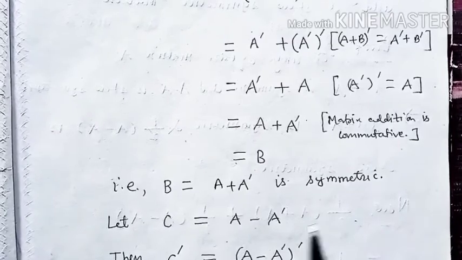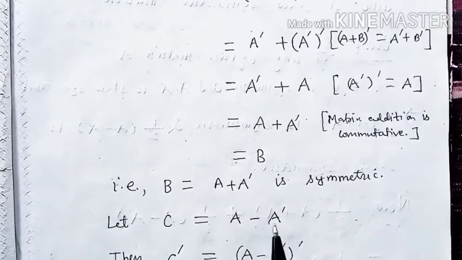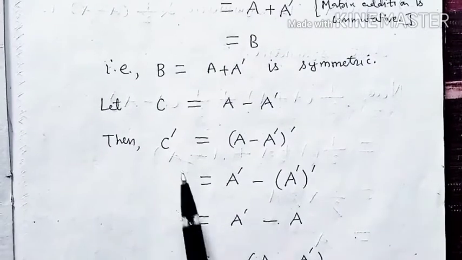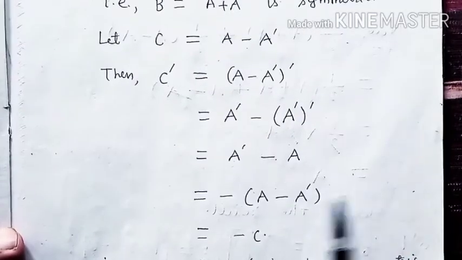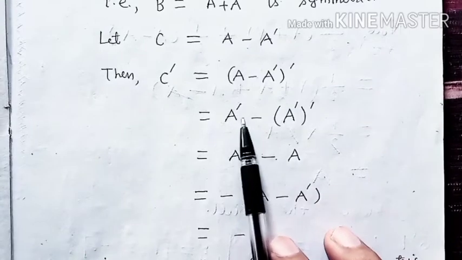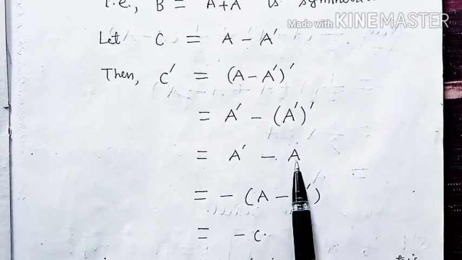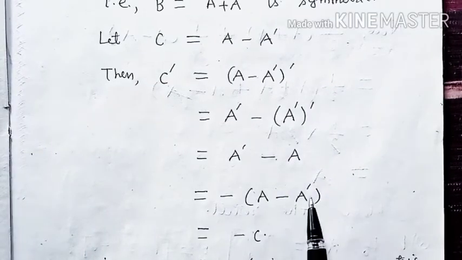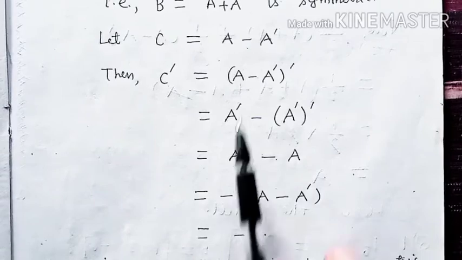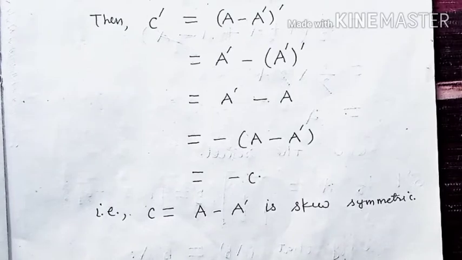We have to show A minus A dash is skew symmetric. For it, let us suppose that C is equal to A minus A dash. Now we have to show transpose of C is equal to minus C. So we take transpose of A minus A dash. So A dash minus transpose of A dash. Here we have A dash dash, and we know that this one is A. Here we take minus common, then we have A minus A dash. This is our C. That is, C is equal to A minus A dash is skew symmetric.